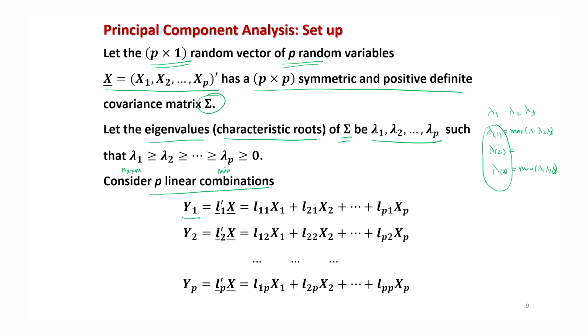Suppose Y1 is L1 transpose X, where L1 is a vector with the elements L11, L21, ..., Lp1. Similarly, Y2 is another linear combination, L2 transpose X, and similarly Yp is the pth linear combination, Lp transpose X, which has this type of element. So these are simple linear combinations.